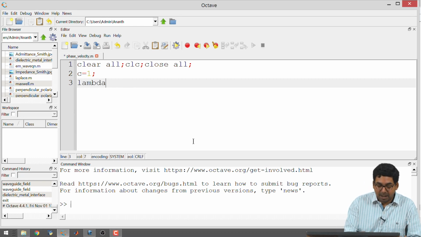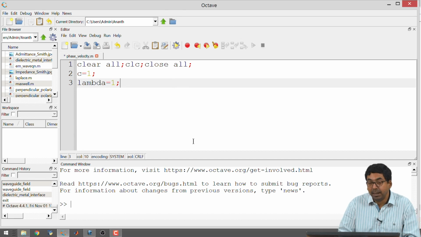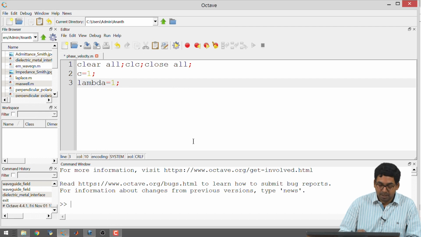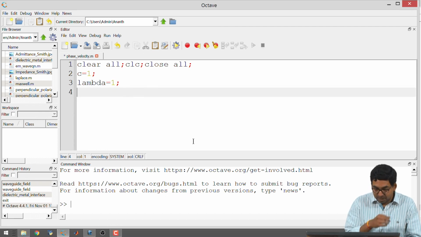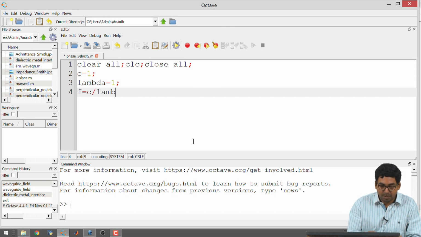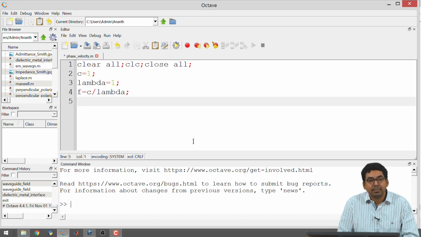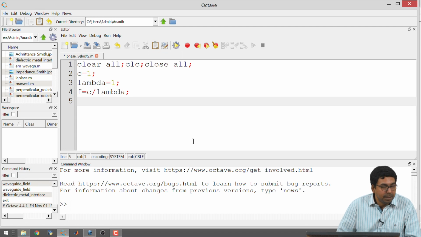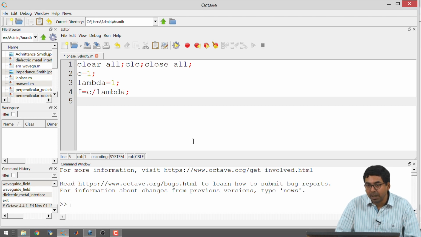And I would need lambda, considering it as 1. Okay. I want to calculate the frequency of this wave. I can just do c by lambda. The frequency of operation is, say, c divided by lambda. And in order to use the formula, I need also to find out beta and omega, alright.